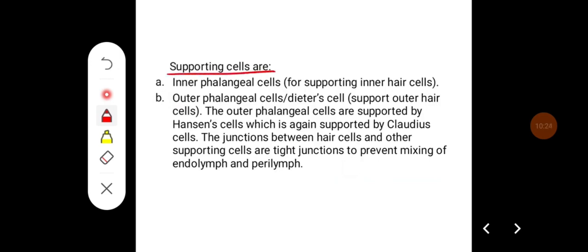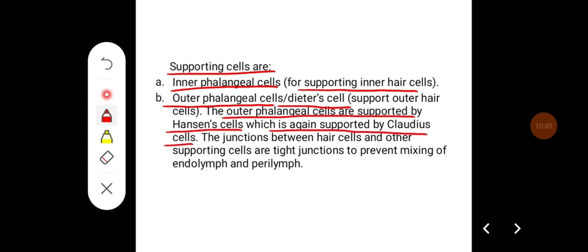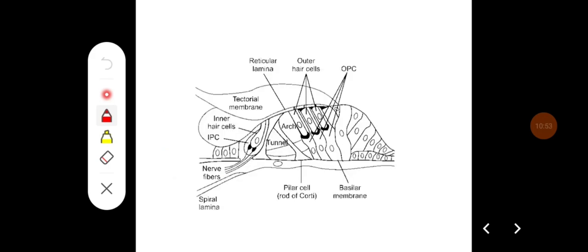The supporting cells are the inner phalangeal cells and outer phalangeal cells. Inner phalangeal cells support the inner hair cells, and outer phalangeal cells, also called Deiters cells, support the outer hair cells. The outer phalangeal cells are supported by Hensen cells, which are again supported by the Claudius cells. The junctions between hair cells and other supporting cells are tight junctions to prevent mixing of the endolymph and perilymph.